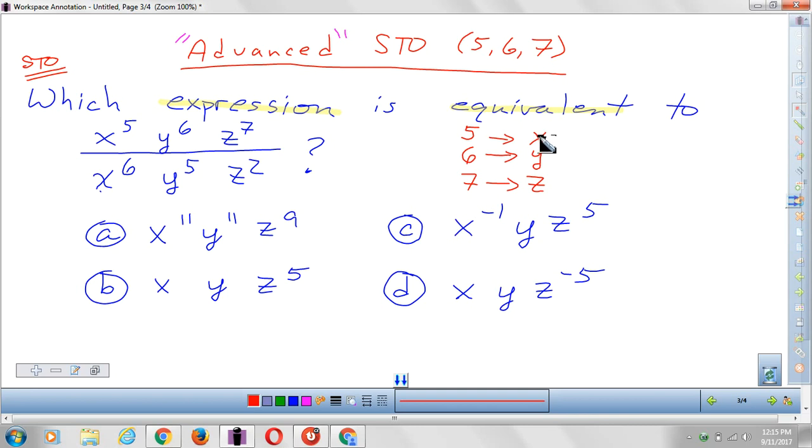Remember, I see 3 letters, X, Y, and Z. They are different letters, and therefore I need different numbers for each one. So that's 5, 6, and 7. Those are the numbers that we believe are the safest numbers for you to use. So let's check this thing out and see what it looks like. Now, maybe you would like to try it. So if that's the case, please pause the video and give it a try. See if you can figure out this advanced STORE problem without help.